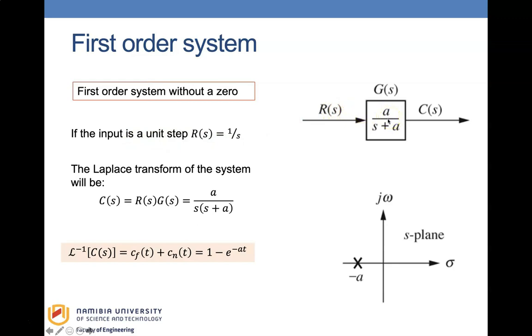If now we have a unit step input to this first order system without a zero, the Laplace transform of the system will give us a over s plus a, and we can take the inverse Laplace transform of this, and this will give us the forced response, which is due to R of s, plus the natural response, which will give us e raised to minus a t.